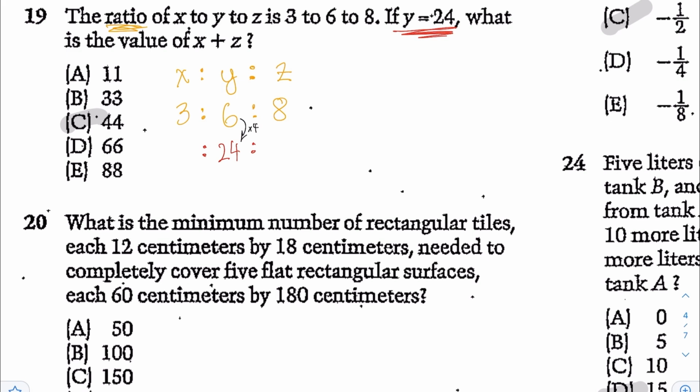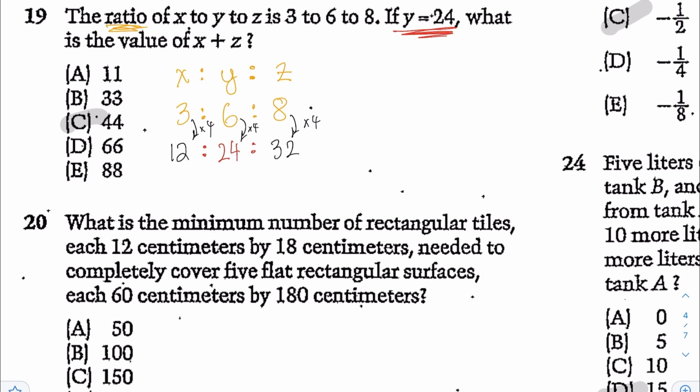And just like in a fraction, whatever you do to the numerator, do to the denominator. Here for a ratio, whatever you do to one of these quantities, you have to do all three. So you multiply everything by 4 to get the actual values. The actual ratio is 12 to 24 to 32. Again, you get that by multiplying 3, 6, and 8 by 4.